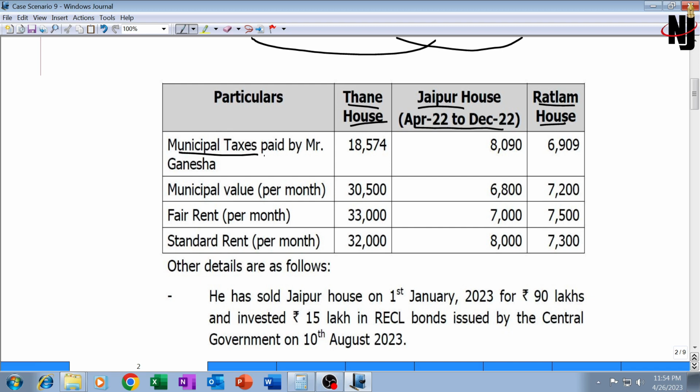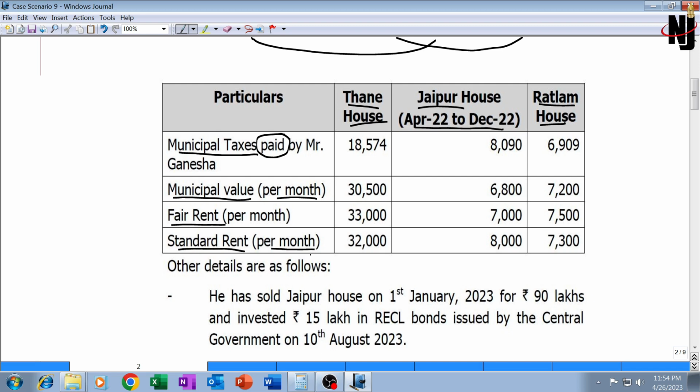If it is self-occupied property, then municipal tax is not allowed. Secondly, it is allowed only if paid by assessee Ganesha. It is paid 18,574, 8,090 and 6,909. We will see municipal valuation per month: 30,500, 6,800 per month and 7,200 for Ratlam House. Fair rent (FR) per month: 33,000, 7,000 and 7,500.